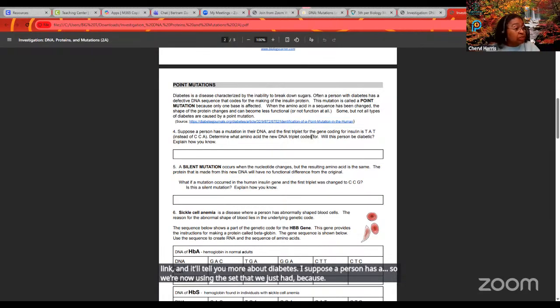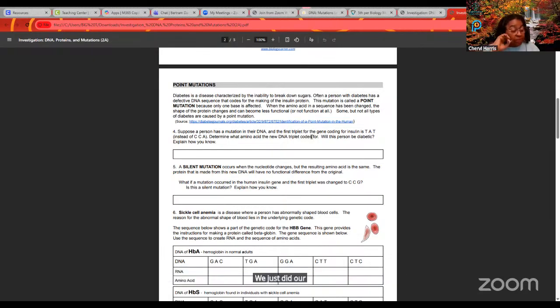All right, suppose a person has a, so we're now using the set that we just had because we just did our chain for insulin. Suppose a person has a mutation in their DNA and the first triplet code, and now we're dealing with the human, the first triplet code for insulin is TAT instead of the CCA that you have on your chart. Determine what amino acid you'll get next. So that's the first thing you have to do.